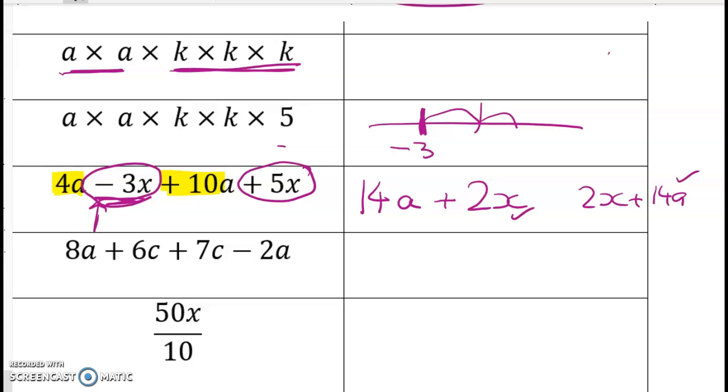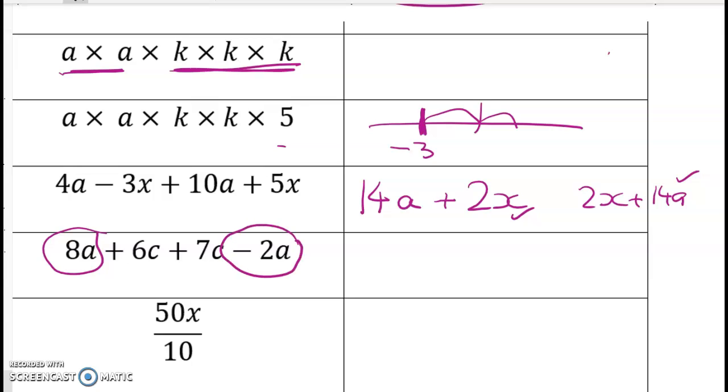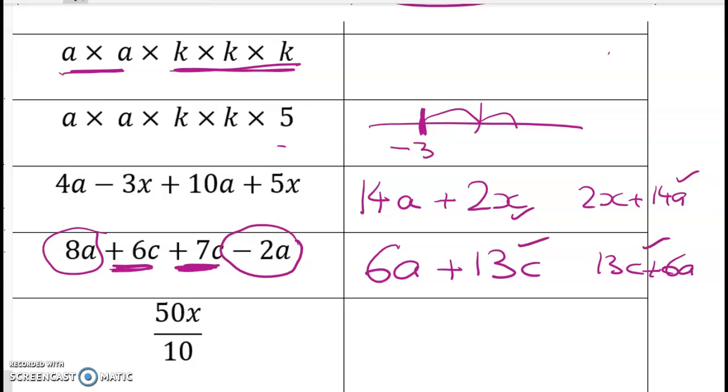In the next one, we've got the same kind of idea. And this was done pretty well. We've got 8A. And then the next A is here. We've got 8A take away 2A gives me 6A. Here we've got 6C and 7C. So it's plus 13C. Or you could write 13C plus 6A. Both of those are ticks.